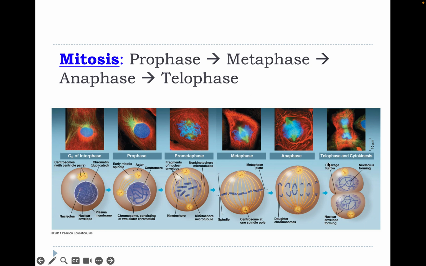The last phases are telophase and cytokinesis. Telophase is when the nuclear membranes begin to reform and they separate the nuclear contents. So we have two separate nuclei being formed. That's telophase. Cytokinesis is when we get this cleavage furrow and the cell membranes between these two new daughter cells begin to separate as well. So you've got prophase, metaphase, anaphase, telophase, and cytokinesis.